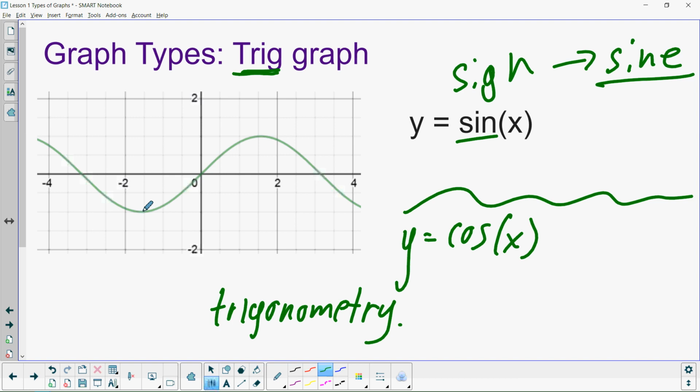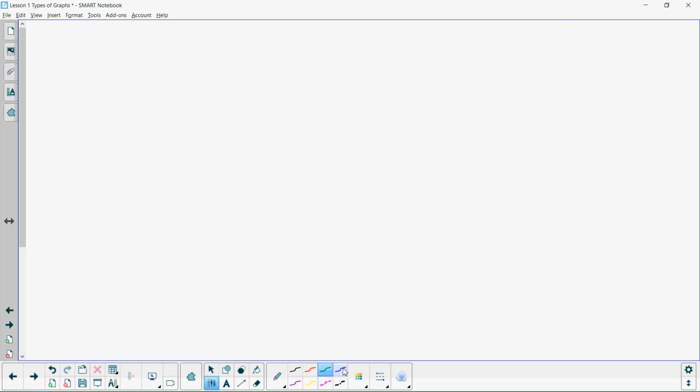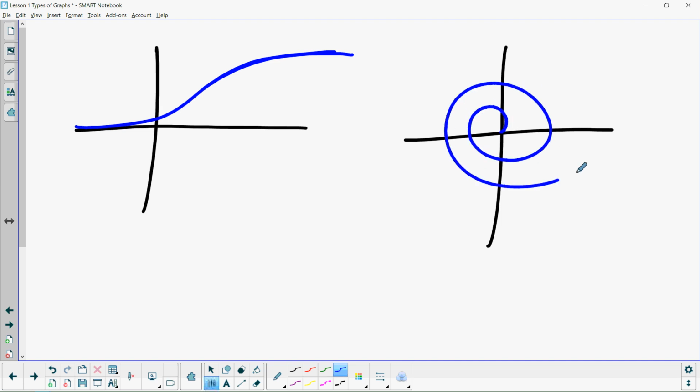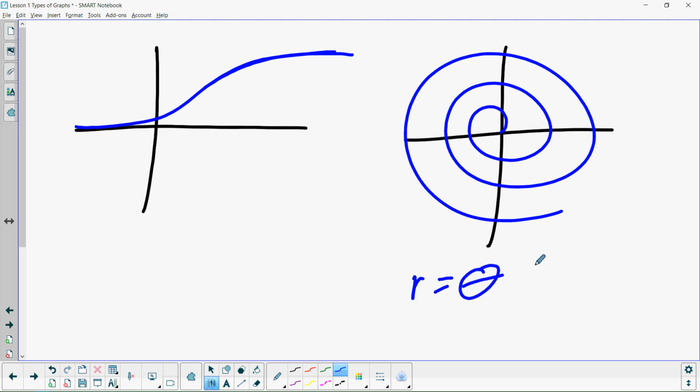All right. There are many, many other types of graphs. I'm going to put in a new page here. There are things called logistical graphs. They kind of look like exponentials, but then another exponential happens and they level back out. You can get really weird graphs if you do different coordinate systems. You could get graphs that look like this. That one's pretty easy. This one is r equals theta. That's cool. That one's pretty fun. You can get a bunch of different graphs.